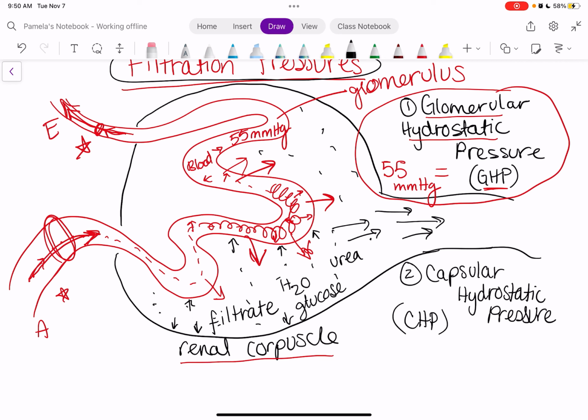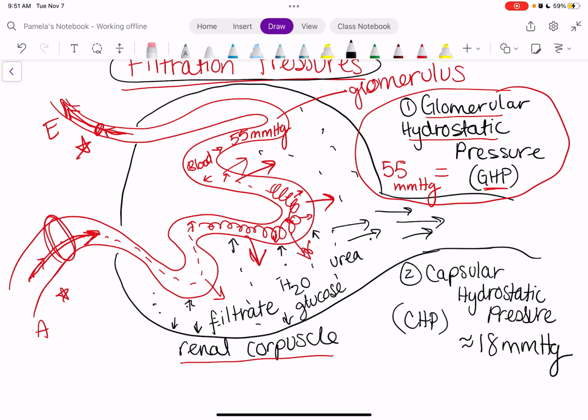I want to say it's something around 18, maybe 15 millimeters of mercury. Let's say it's approximately 18 millimeters of mercury. I wish I could remember the exact value, but that's okay. All right, so that is our capsular hydrostatic pressure, and I just want you to notice that it is opposing the glomerular hydrostatic pressure.